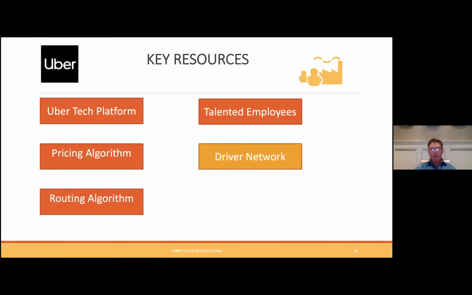So Uber's key resources would have been their tech platform, which really joined passengers with drivers, their pricing algorithm, and their routing algorithm. What is the quickest and best, cheapest way to get there? Other key resources are their talented employees, and their driver network, because without one, you can't have the other.